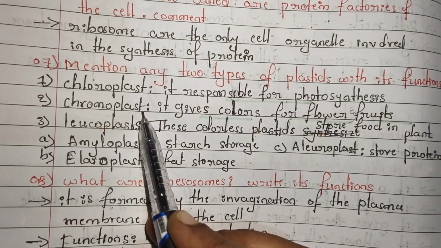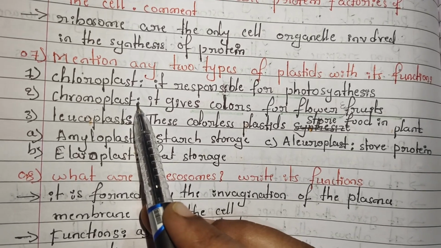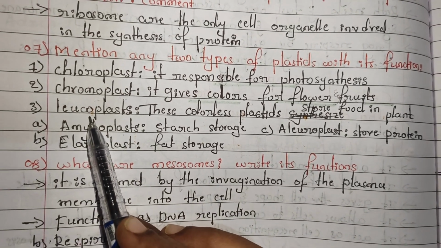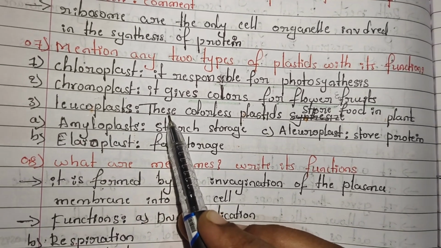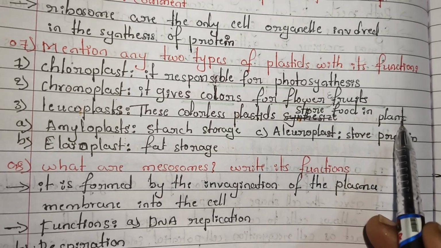Why is it converting green into red? Because the chloroplast is converting into chromoplast, so that's why they give some other color. And next, leucoplast is there. It is colorless and its function is this: these colorless plastids store the food in plants.